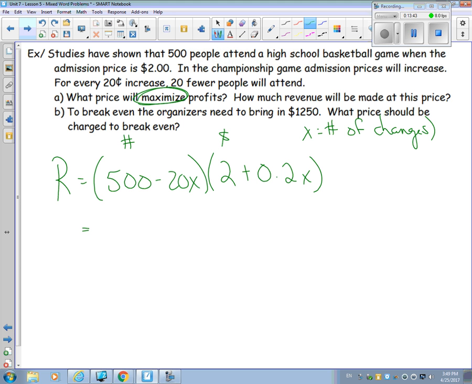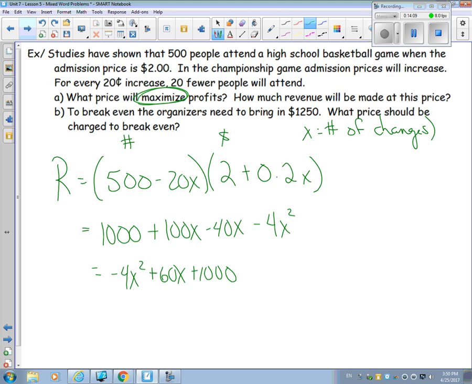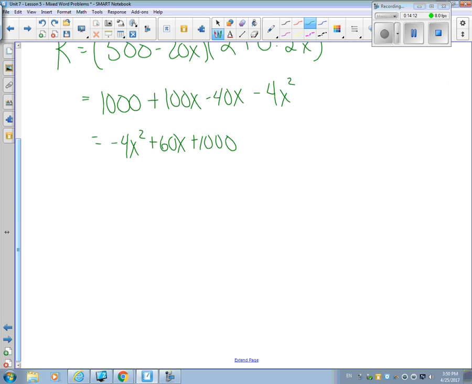Ooh, maximum. Maximums, I need the vertex. Find my vertex. It could be over 2a. It's handy, but I need to put this in the right order first. So 1,000 plus 100x minus 40x minus 4x squared. Okay, did I FOIL? Put in the right order: negative 4x squared plus 60x plus 1,000. Okay, I did this to find my axis. So my axis of symmetry, x equals negative b over 2a, negative 60 over negative 8, comes out to 7.5.